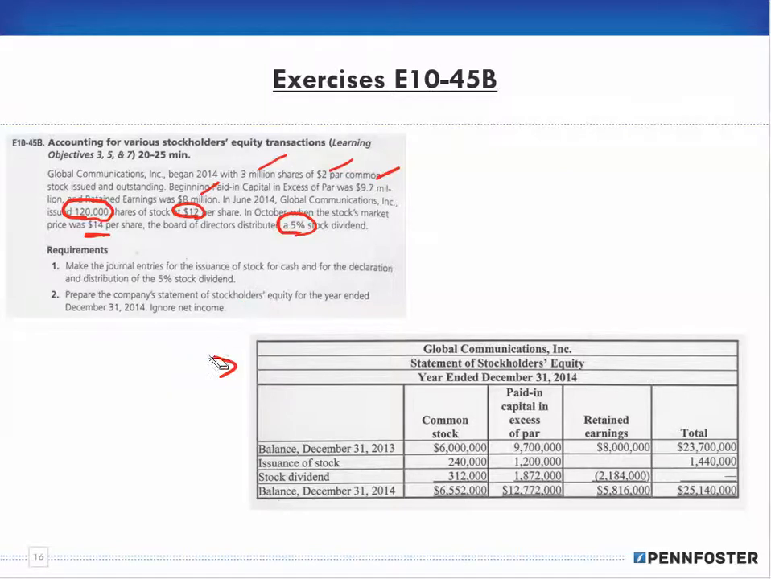Okay. All right. So we have to, number one, make the journal entries. So we're making a journal entry for the 120,000 shares at $12. So June of 2014, we're going to debit cash. 120,000 shares at $12 a share is 1,440,000.